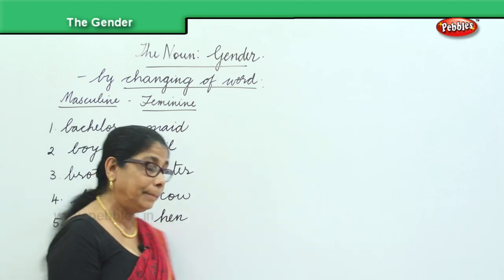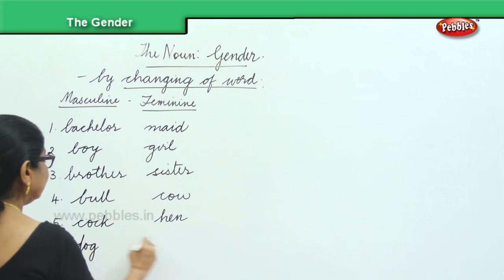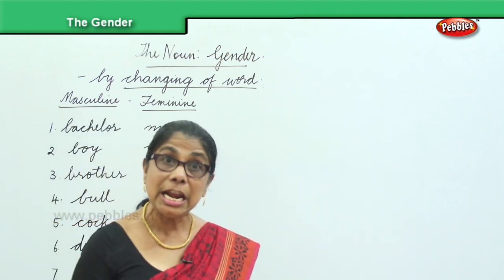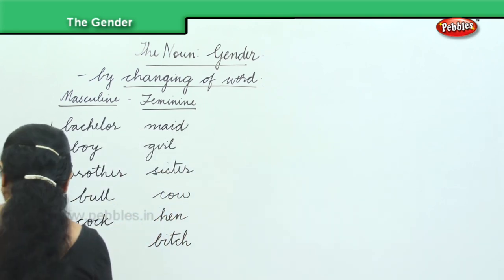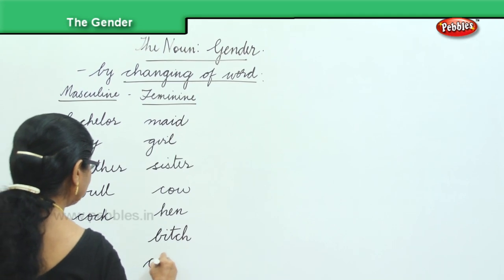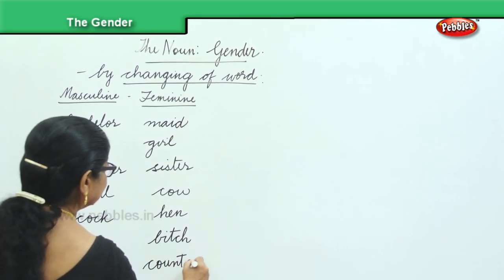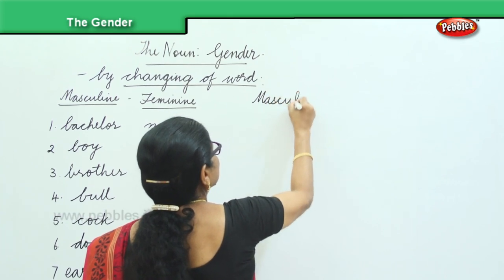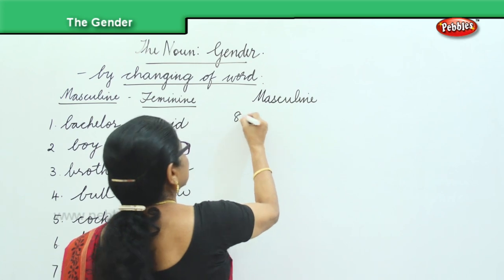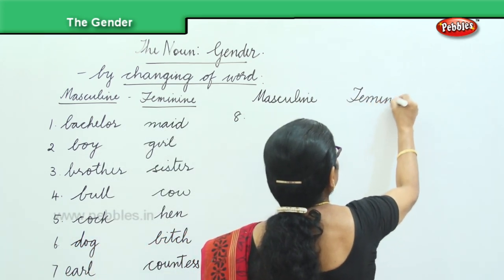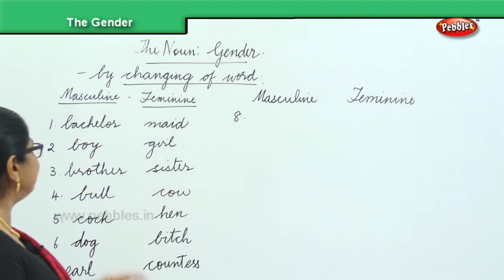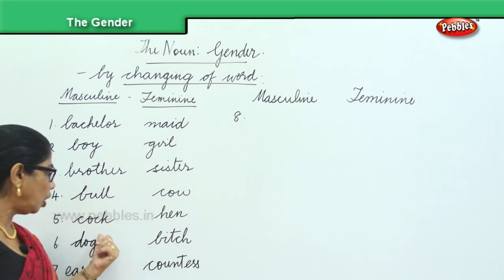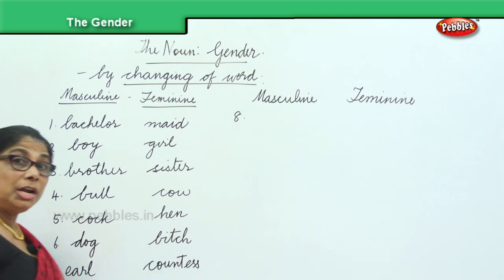Next. Dog, bitch. For the female dog, you'll say bitch. Then you have Earl, Countess. You'll say Countess. And we have some more. Let's read that. Bachelor, maid, boy, girl, brother, sister, bull, cow, cock, hen, dog, bitch, earl, countess.